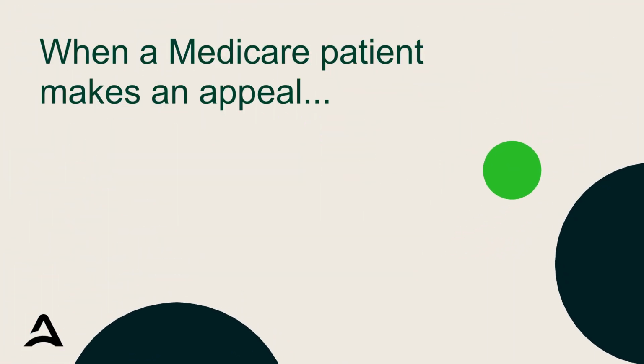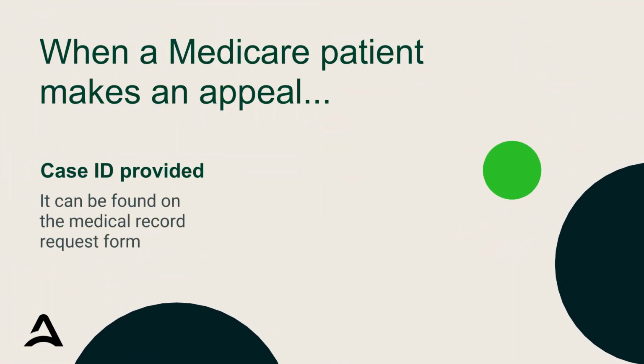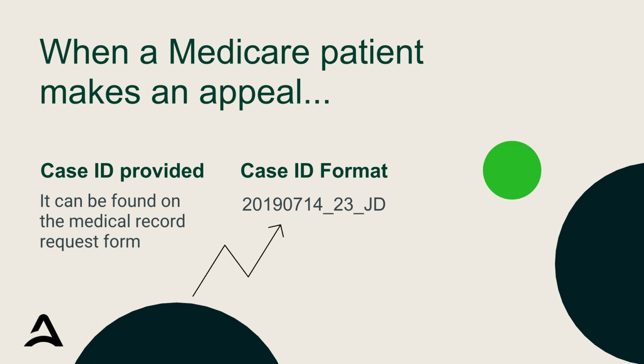When a Medicare patient makes an appeal, a case ID will be provided. Healthcare providers, such as a hospital, can find the case ID on the medical record request form that is faxed to them. This ID will be in the following example format. The first numbers represent the date, and the last two letters are the initials of the patient. There will be another number in the middle.